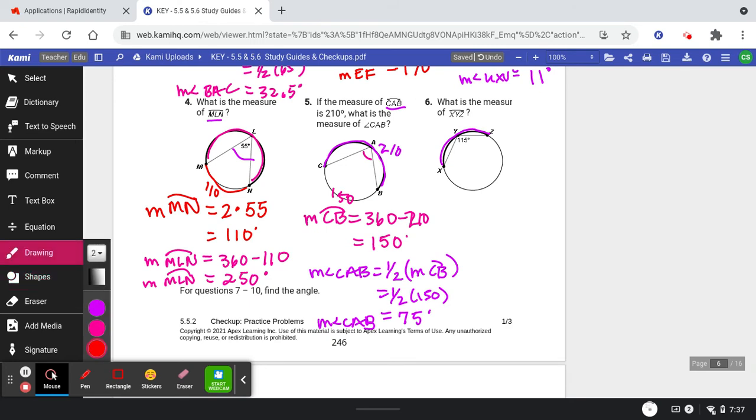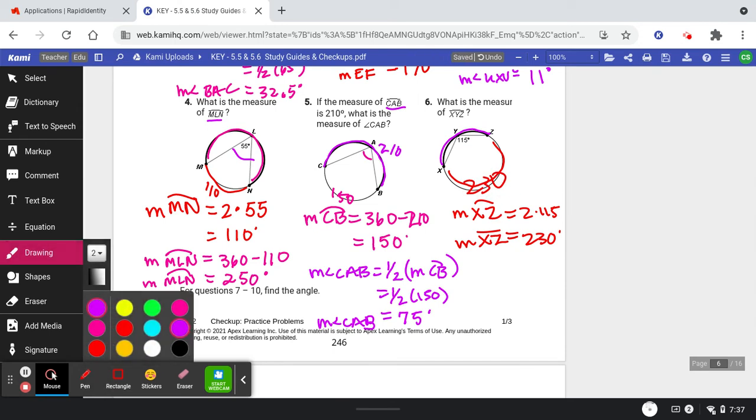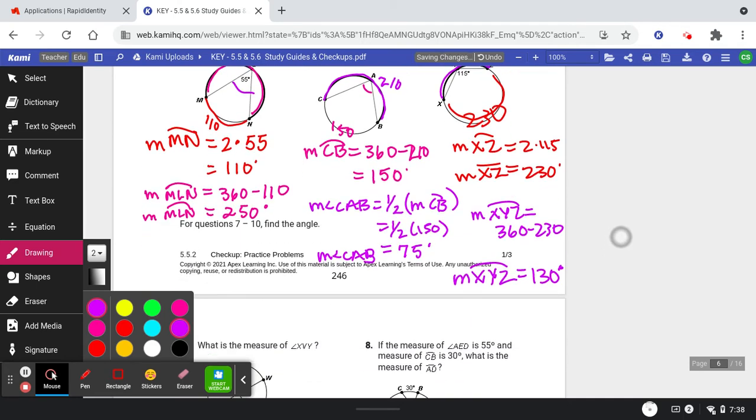Okay, so first we're going to find this guy out here by saying that the measure of XZ, minor arc XZ, is 2 times the angle. And so 2 times 115 gives us 230. Now that we found that this outside arc is 230, now we can subtract and get that the measure of XYZ is equal to 360 minus that 230. And so that gives us 130 degrees. Make sure there's degrees on all these for units.